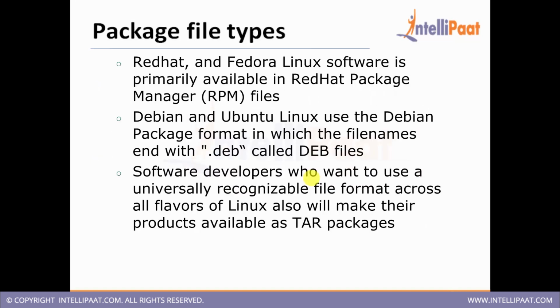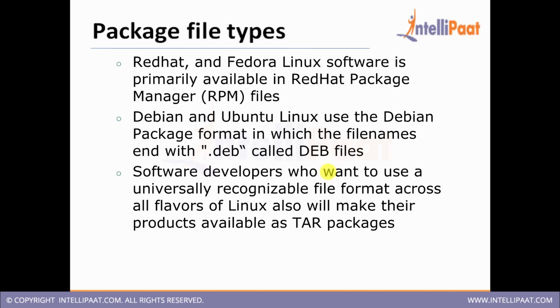So this is it. Like we have already discussed, Red Hat and Fedora Linux software is primarily available in the form of rpm files. That is the standard of packages for the Red Hat platform. And then for Debian and Ubuntu, we have a format called .deb, and also we have simple binary files which can be directly executed or built, and these are also available as tar zip archive packages. So these are different file types.